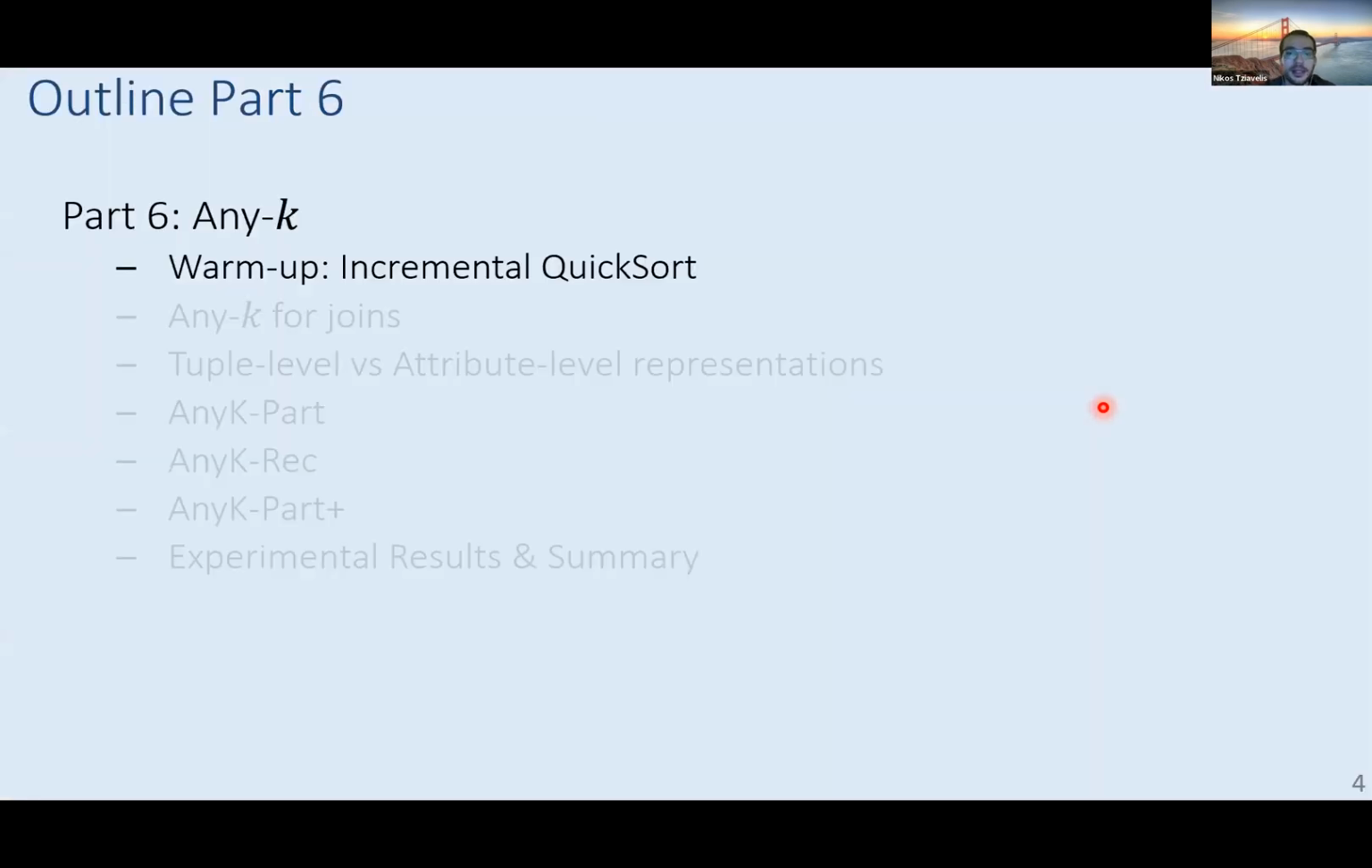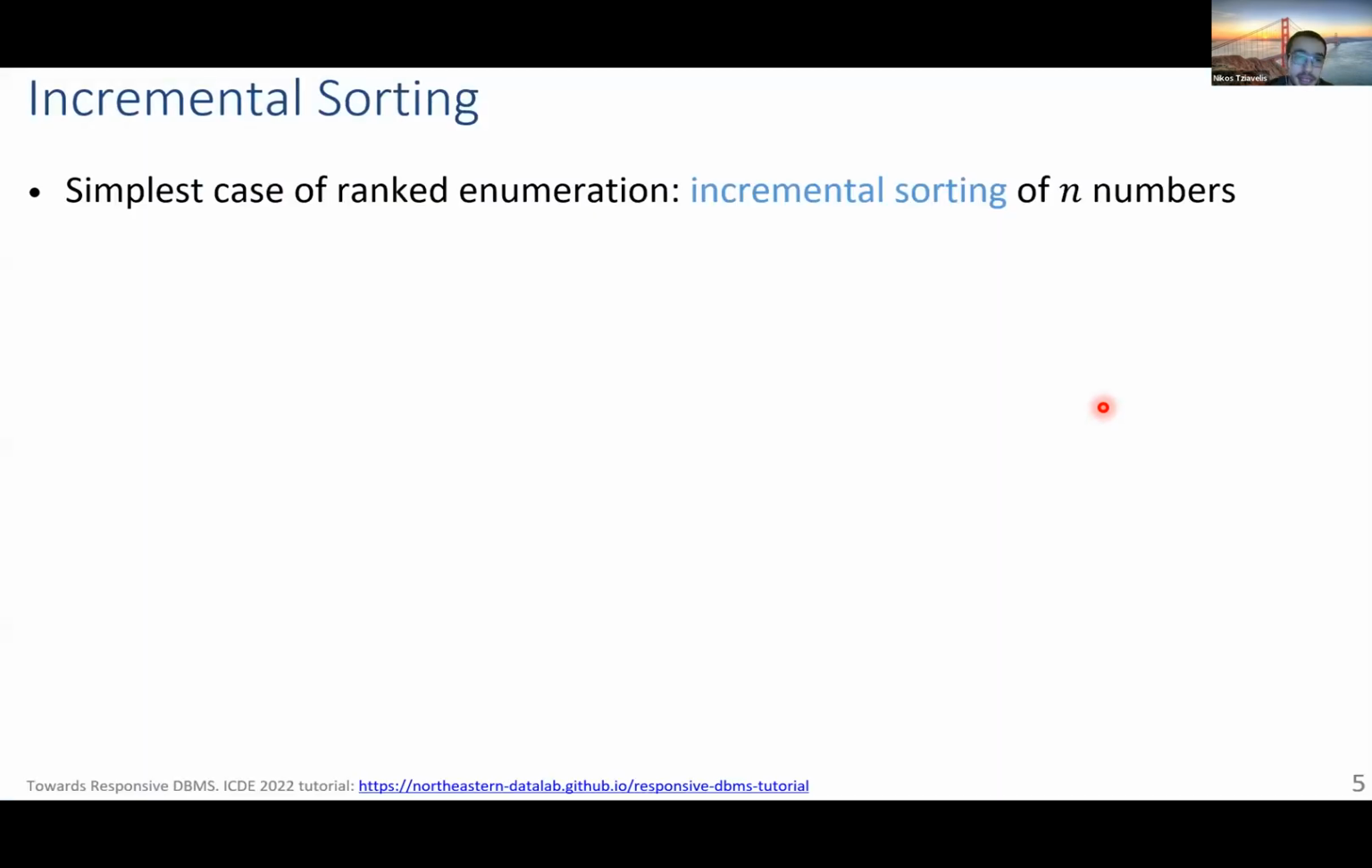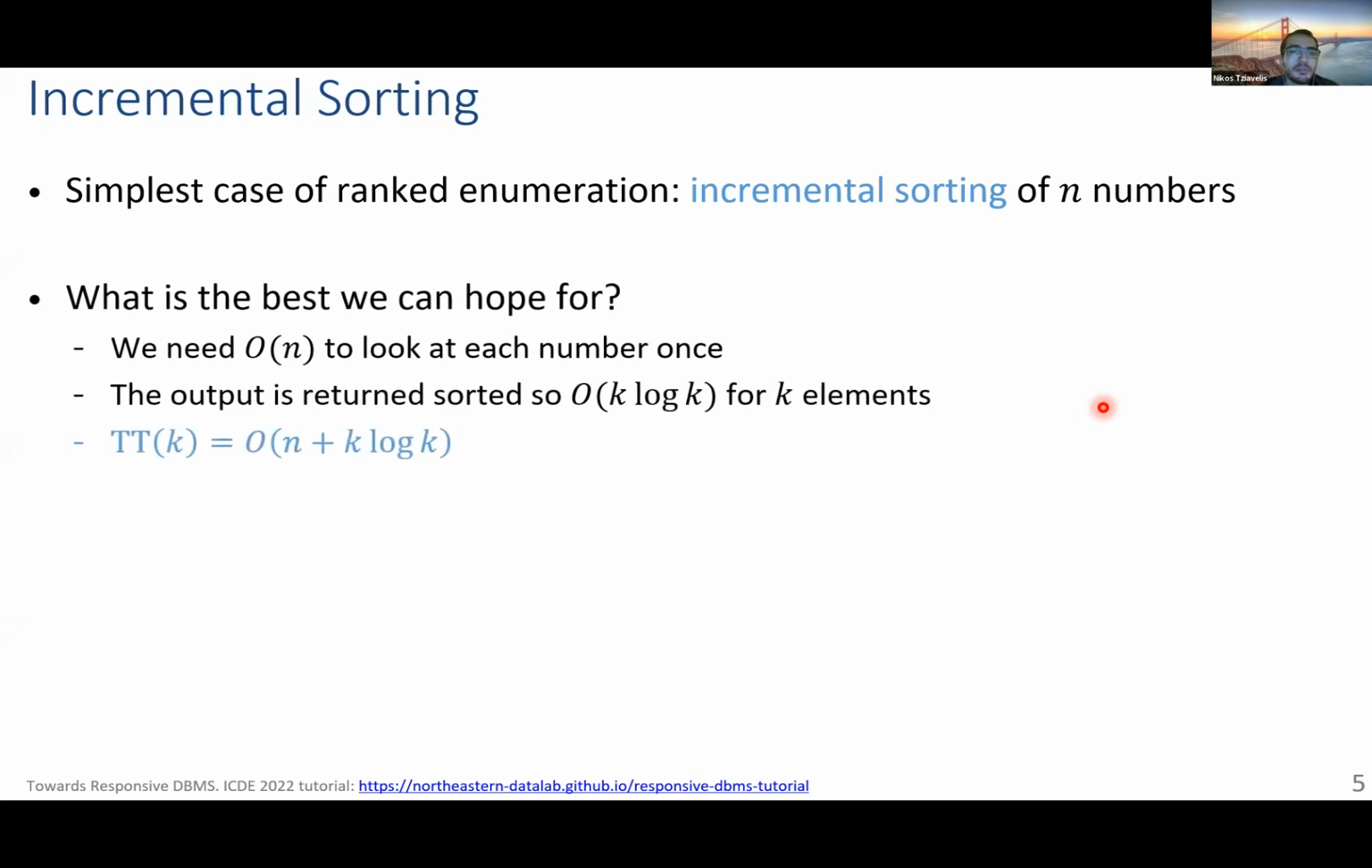As a warm-up, let's look at something that's related, which is incremental sorting of numbers. So instead of query answers, let's look at simply a set of numbers. And how can we sort them incrementally? Well, even to find the best one, we need to look at each number at least once. So if we have n numbers, we need order n to look at each number once. And to return k numbers sorted, we need k log k. So n plus k log k is the best we can hope for. There's nothing better than that.